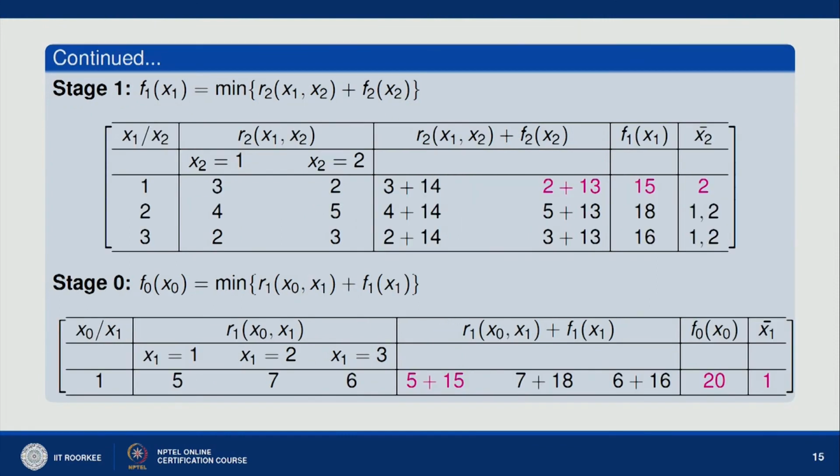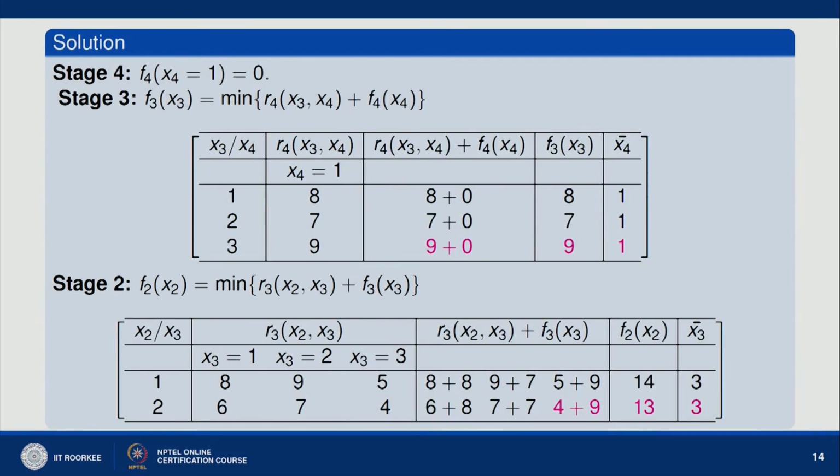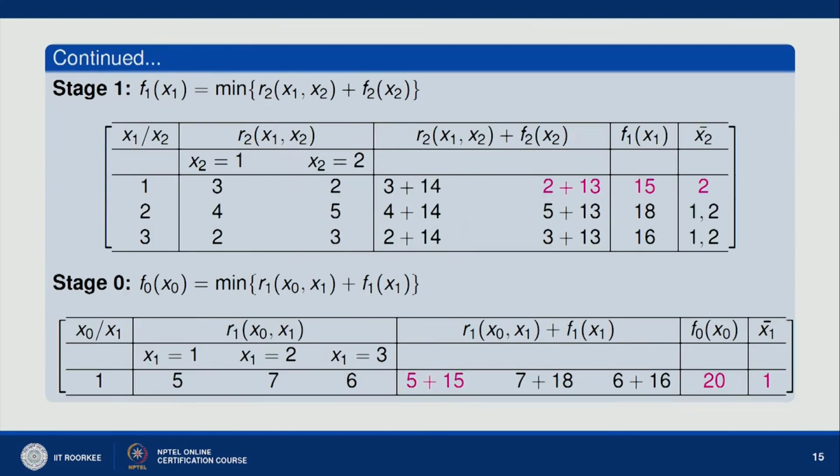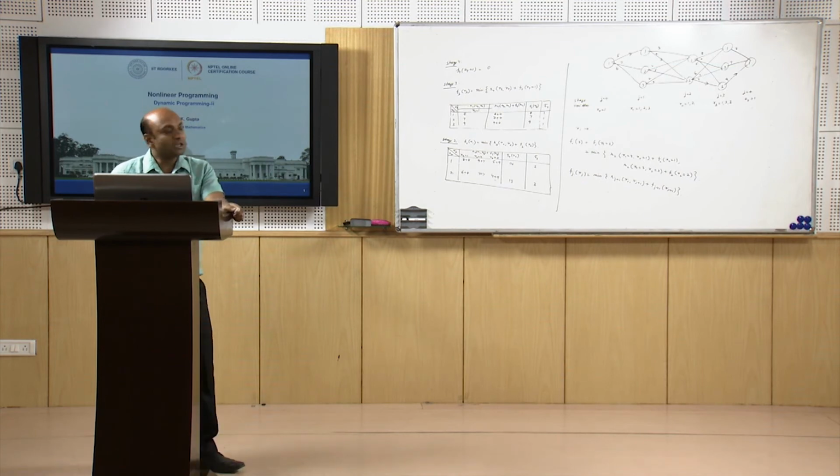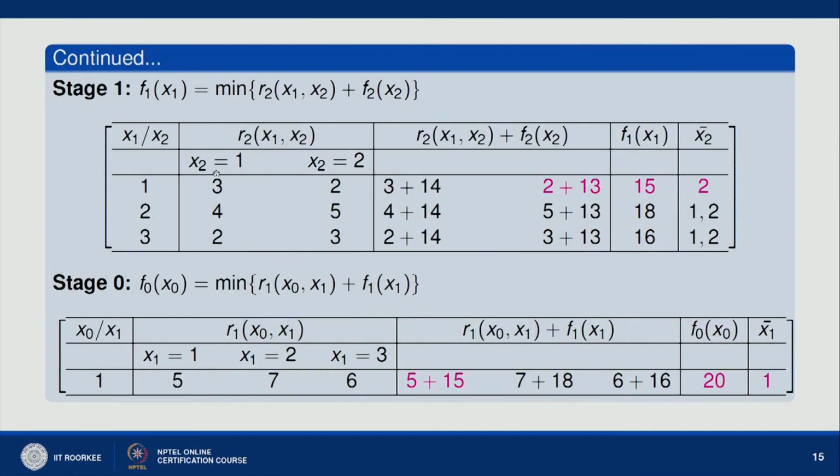Now similarly we will go for stage 1. Stage 1 is nothing but f1 x1, as shown in the PPT, the minimum of r2 x1 x2 plus f2 x2. Here r2 is the arc length from x1 to x2, and f2 x2 we already obtained in stage 2. For x1 we have 3 values, 1, 2 and 3, and x2 has only 2 values, 1 and 2.